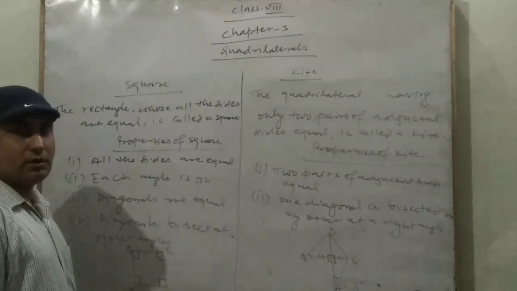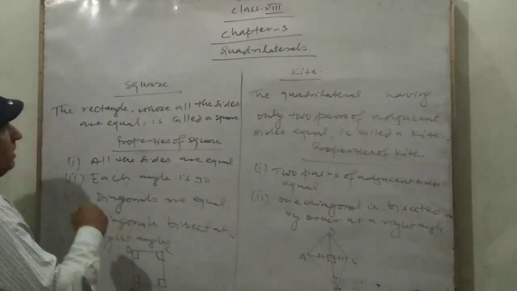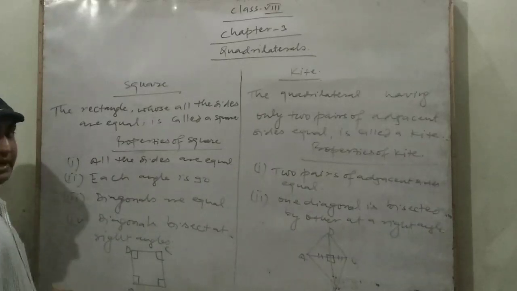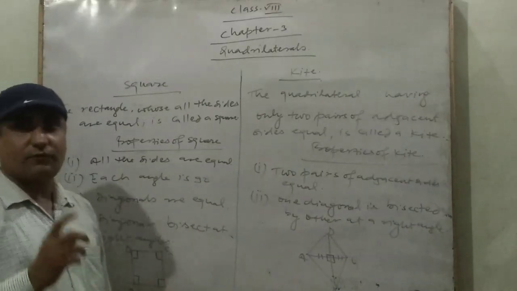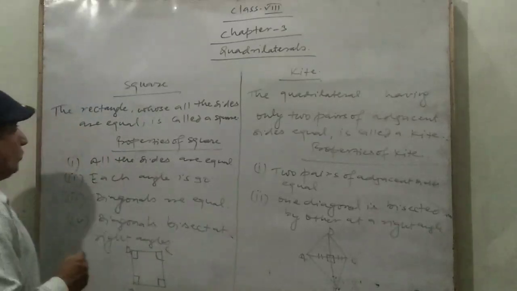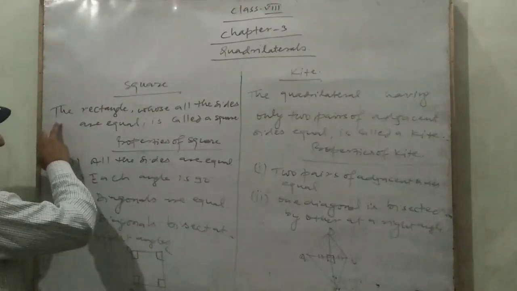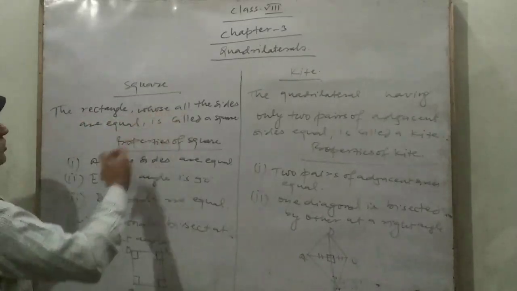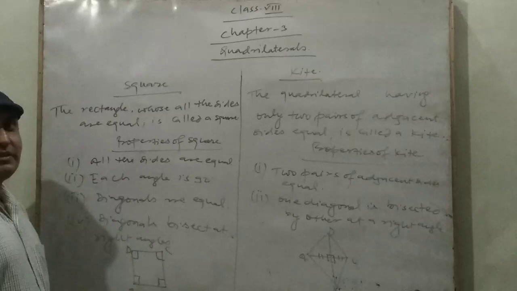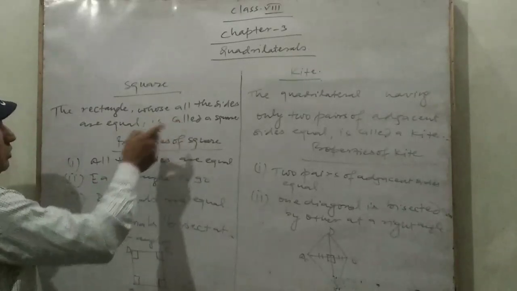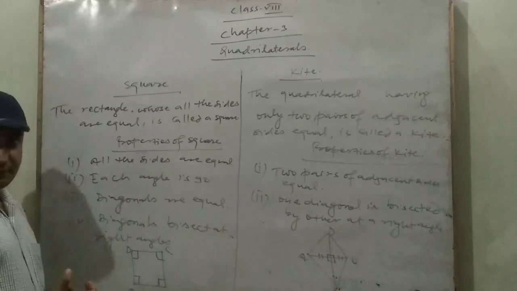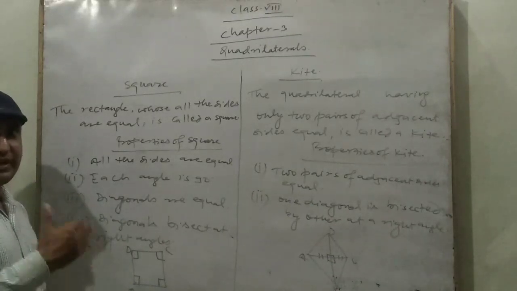Okay, students. Let's see about a square. I have already told you that a square is the combination of properties of rectangle and rhombus. So we have to see the definition. The rectangle whose all the sides are equal. It is the special property of rectangle. So we can tell that the rectangle whose all the sides are equal is called a square. It follows all the properties of a rectangle as well as rhombus also.